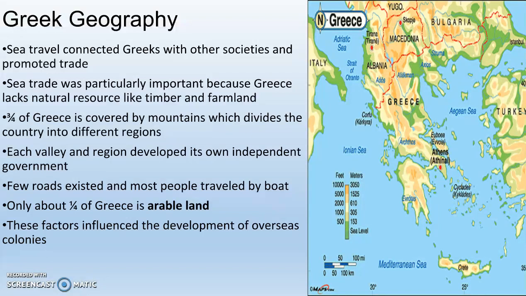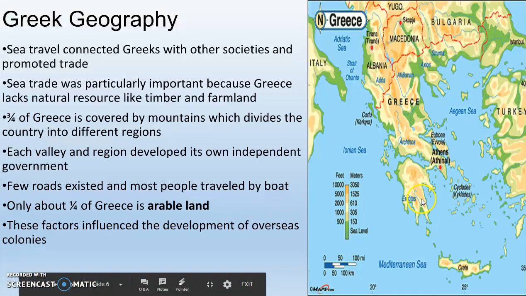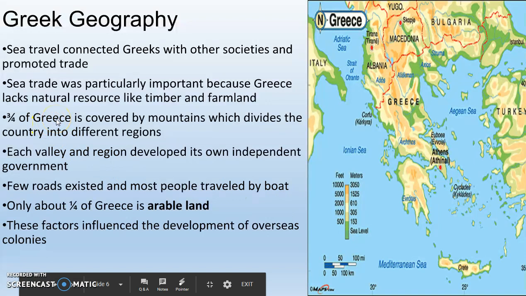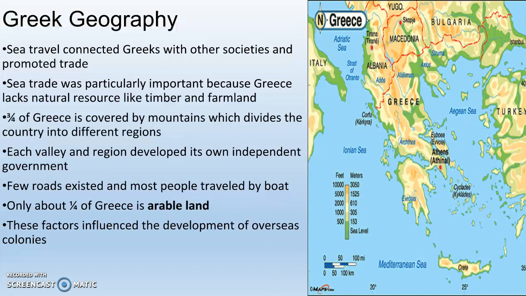So because we are in the middle of the Mediterranean Sea, sea travel is going to be very important. It's actually easier to get on a boat from Athens to Sparta and back than it is to walk, because you have to walk over all of these mountains. As I said before, 3/4 of Greece is actually covered by mountains. This is going to have a huge impact on civilization and societal development, because we're going to have lots of little villages pop up between the mountains, like in the valleys.